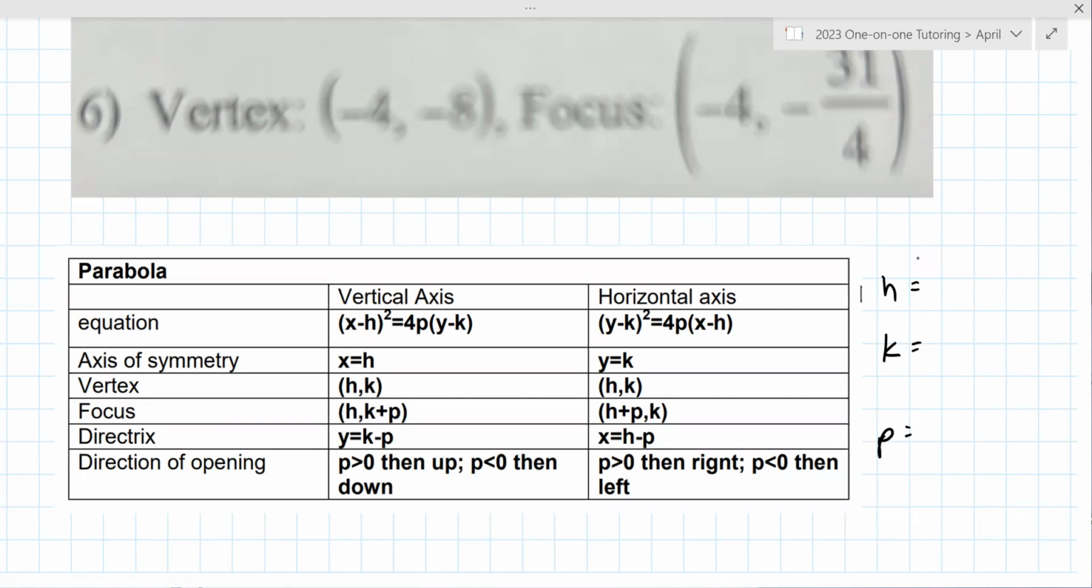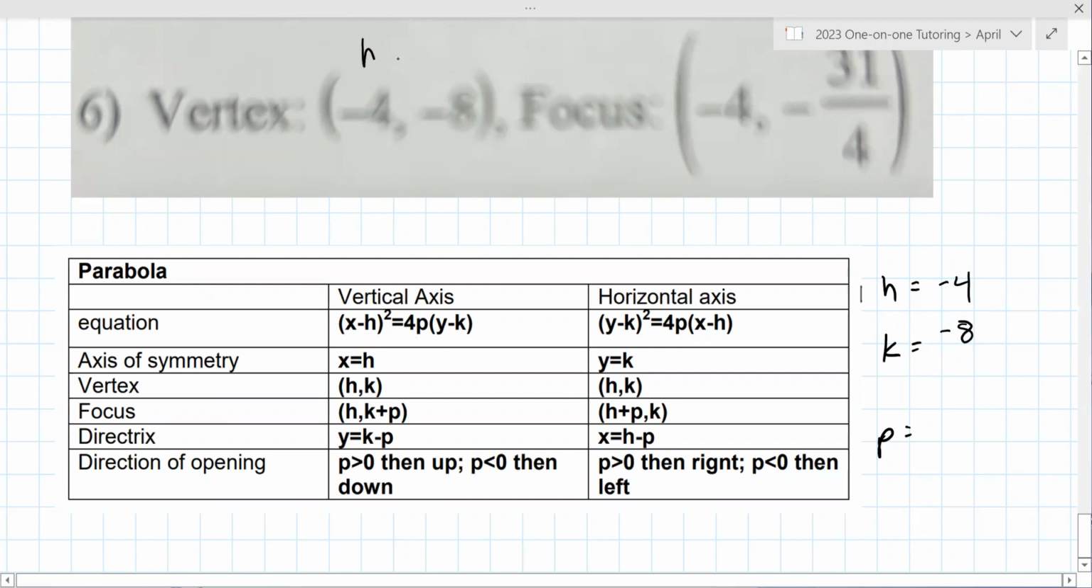Is H -4? Yes, H is -4. It comes from the vertex. K also comes from the vertex. Is it -8? Yes. So the vertex is HK, H comma K. You don't have to switch the signs or anything. That's when it's in the equation.